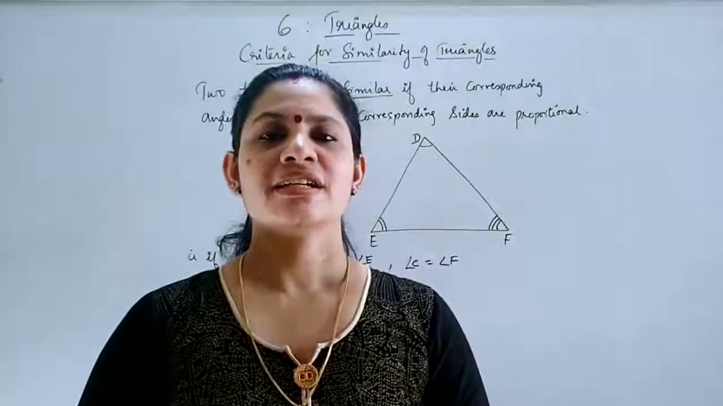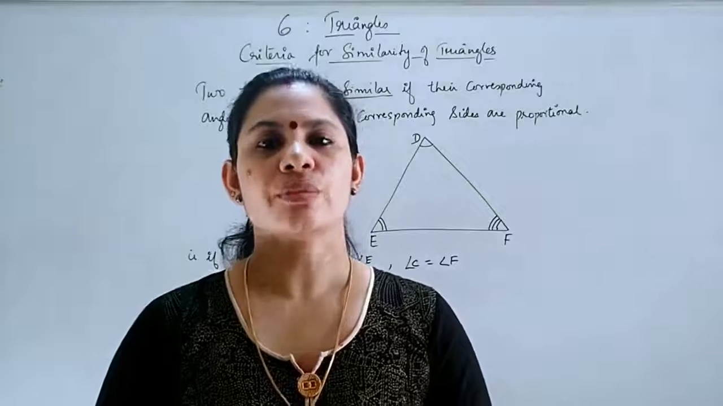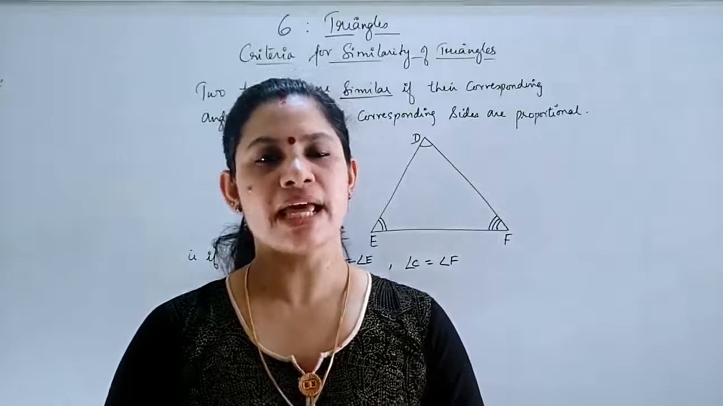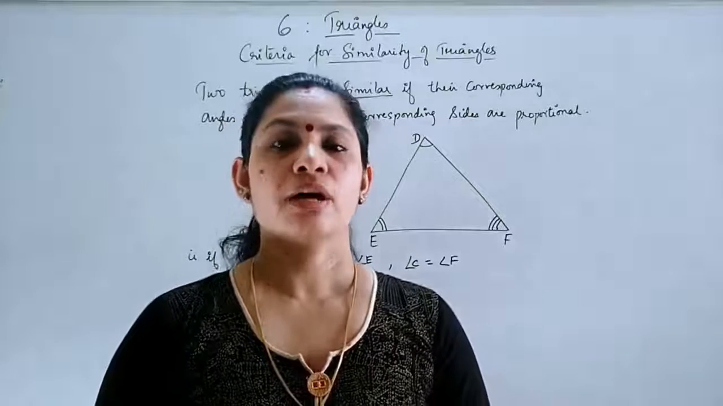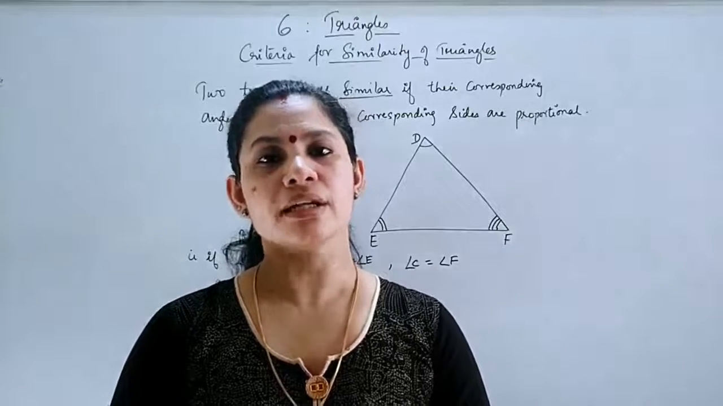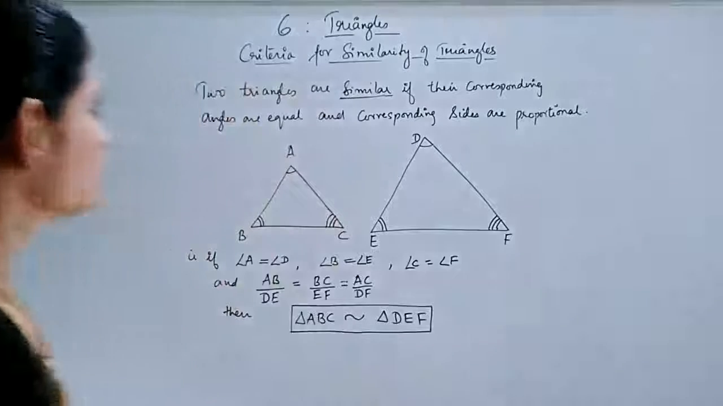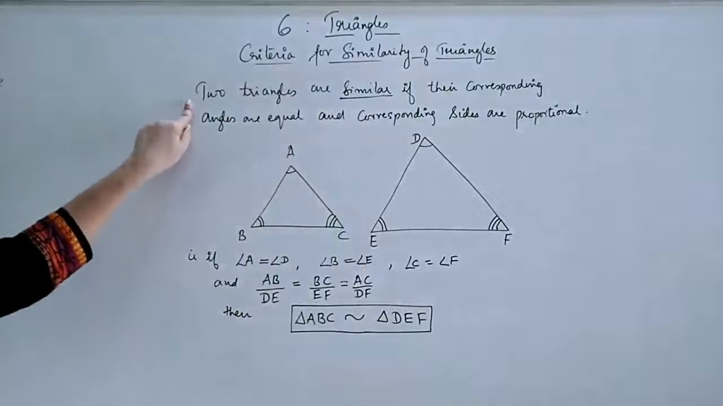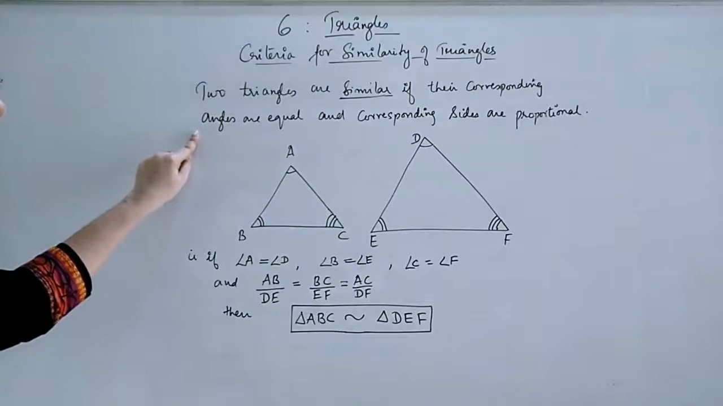Hello everyone. Today we will be discussing a new topic, which is criteria of similarity of triangles. Now before starting the topic, we will just recollect what we mean by similarity of two triangles. Two triangles are similar if their corresponding angles are equal and corresponding sides are proportional.